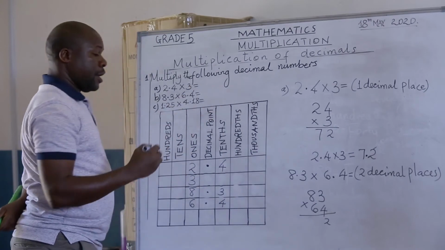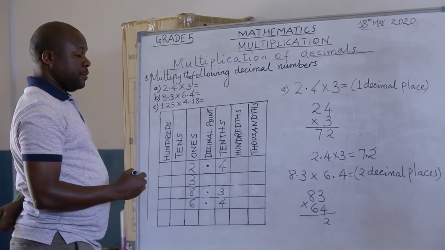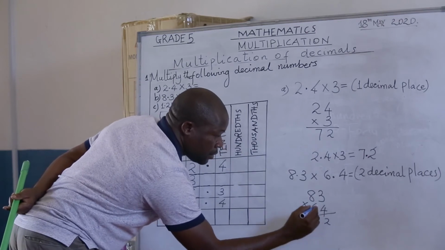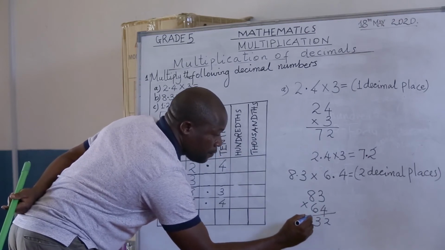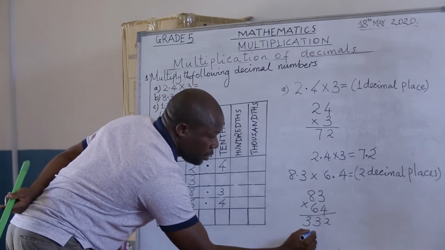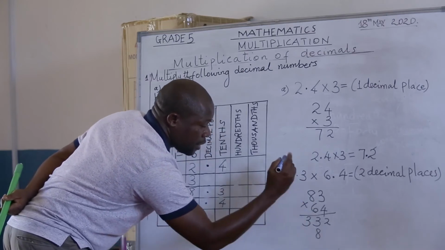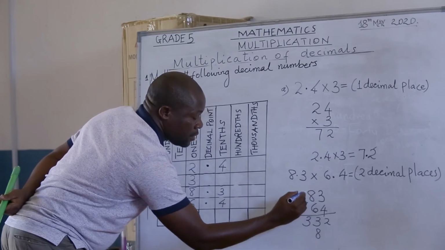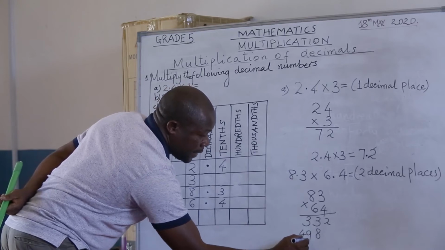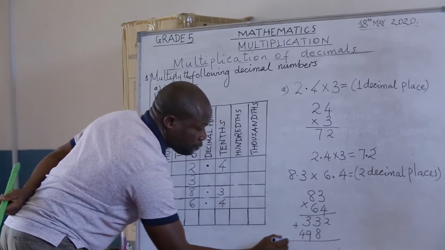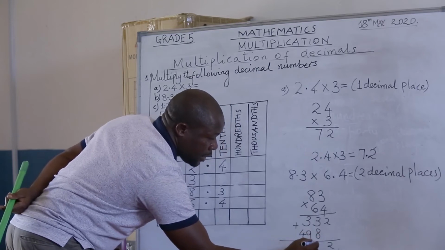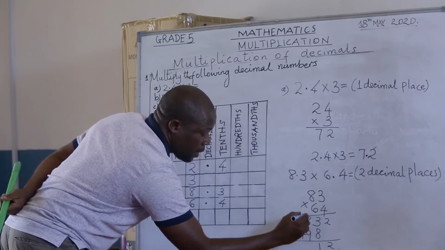Write 2, carry 1. 4 times 8 is equal to 32 plus 1 is 33. 6 times 3 is 18. Write 8, carry 1. 6 times 8 is 48. 48 plus 1 is 49. Put together. Drop 2. 3 plus 8 is 11. Write 1, carry 1.